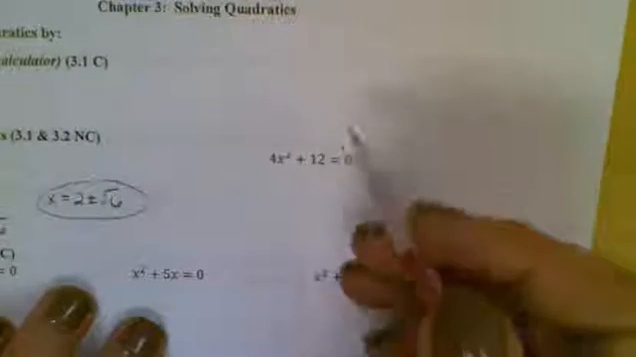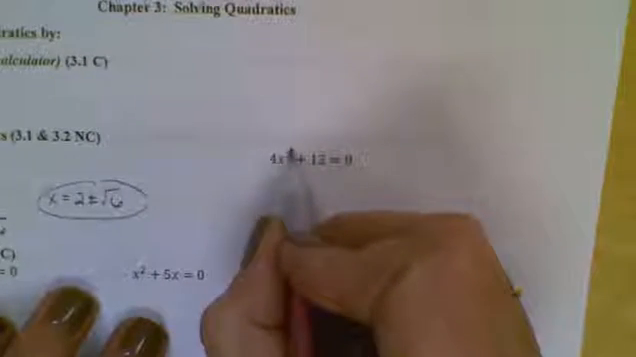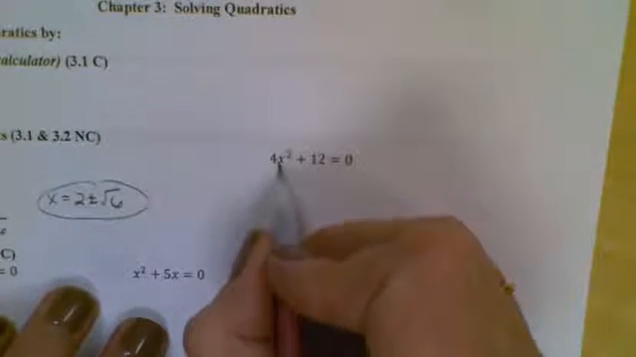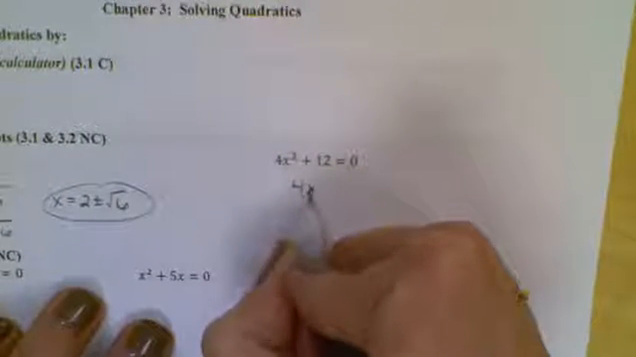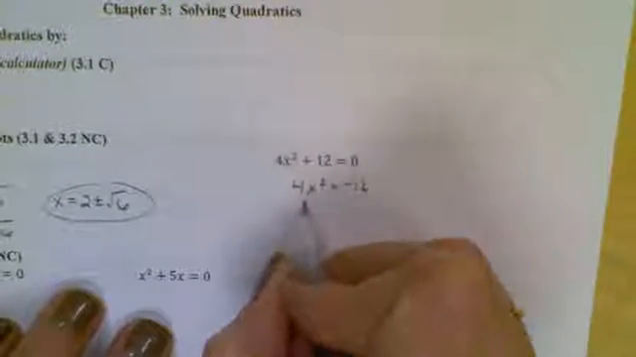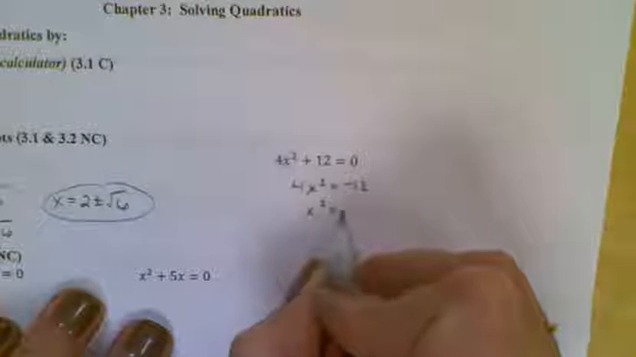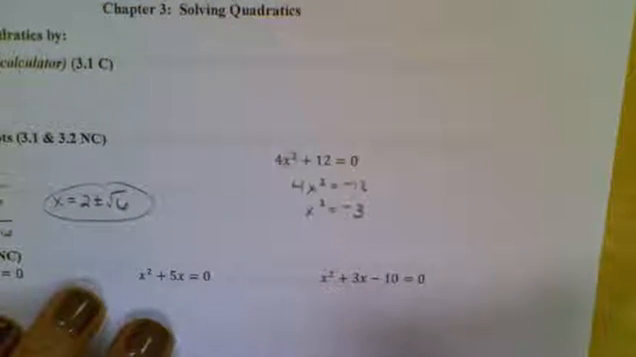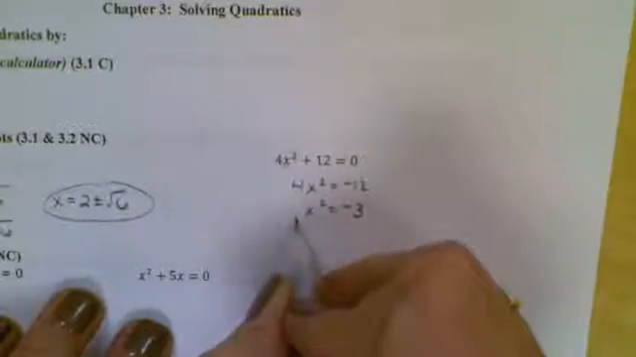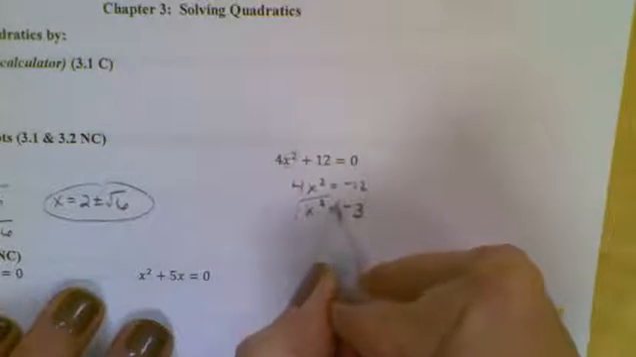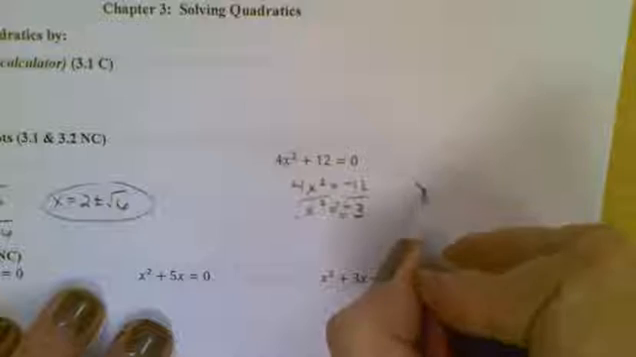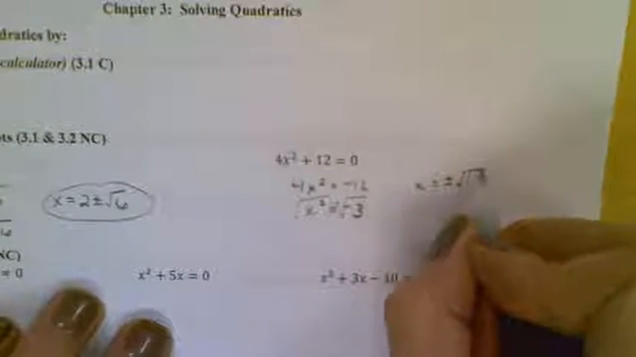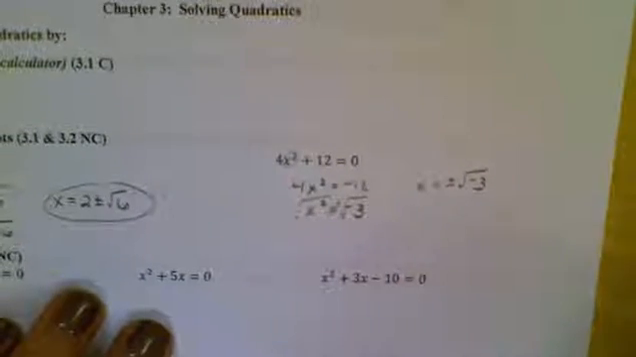All right, so let's try the second one. So here is my square term right here. So I want to get that by itself. So I would subtract 12, divide by 4. I get x squared equals negative 3. So again, I take the square root of both sides, plus or minus on the right side. So I get x equals plus or minus the square root of negative 3.